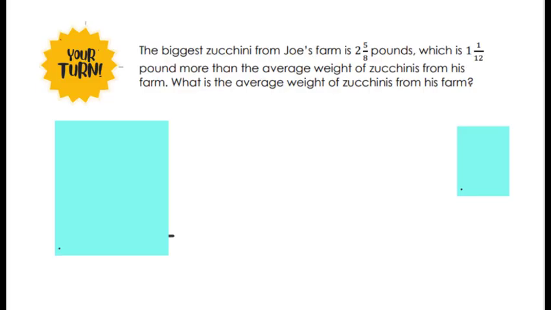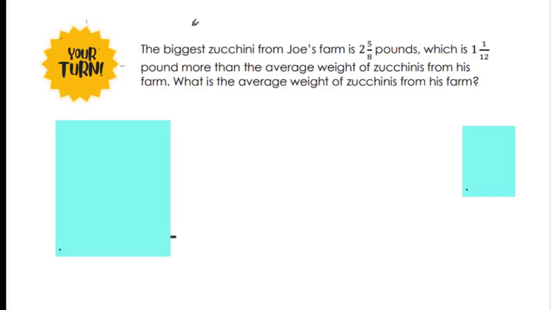The biggest zucchini from Joe's farm is 2 5/8 pounds. So we do have fractions. It's the only thing that's different than any other word problem. You're just using fractions or mixed numbers instead of whole numbers, which you're used to. This zucchini from the farm is 2 5/8 pounds, which is 1 1/12 pound more than the average weight of zucchinis from his farm. What is the average weight of zucchinis from his farm?